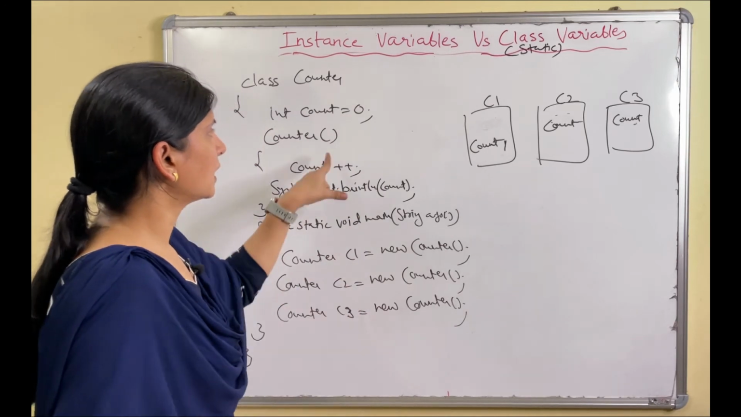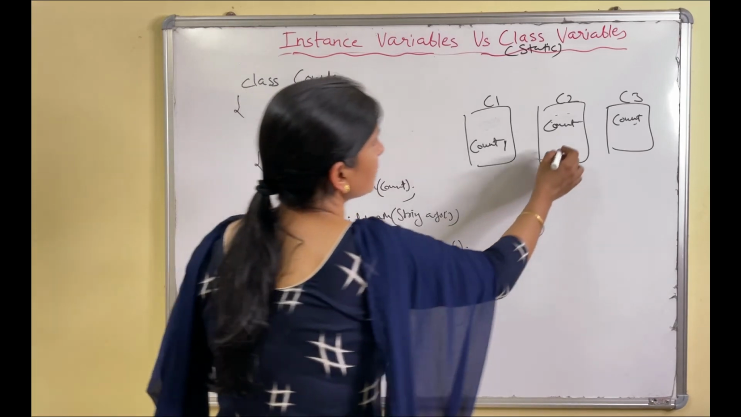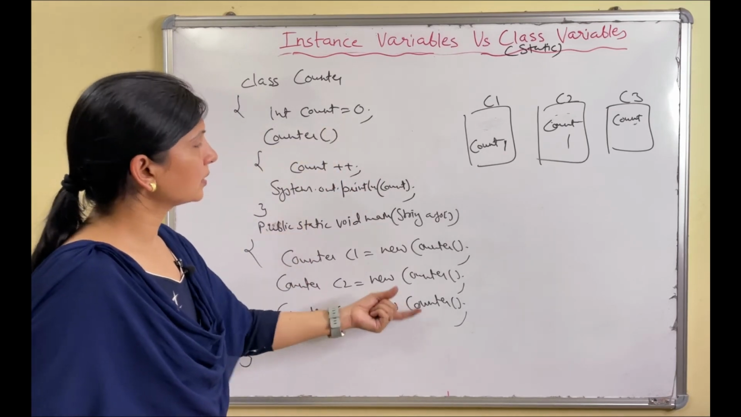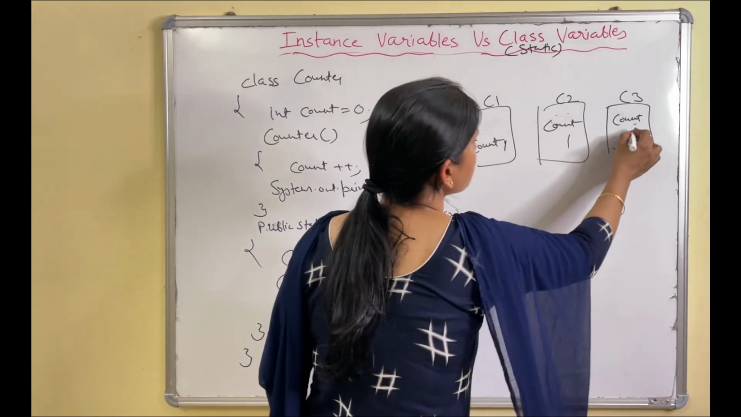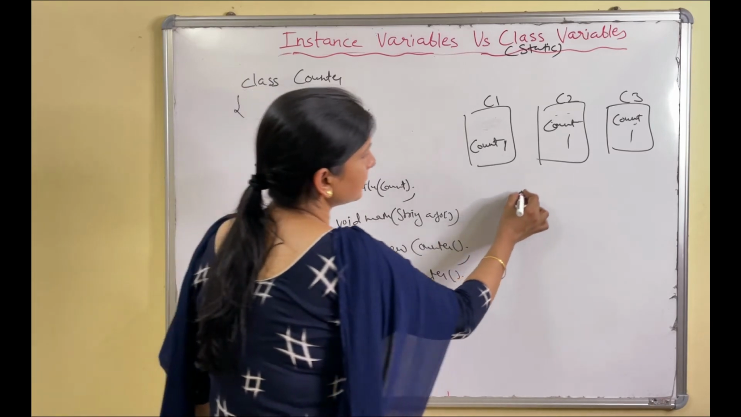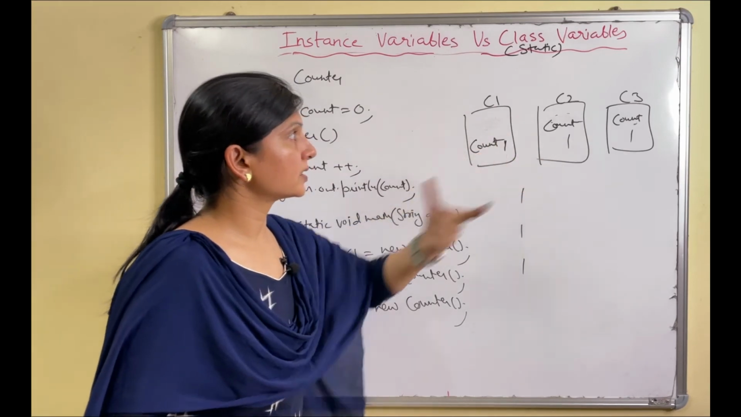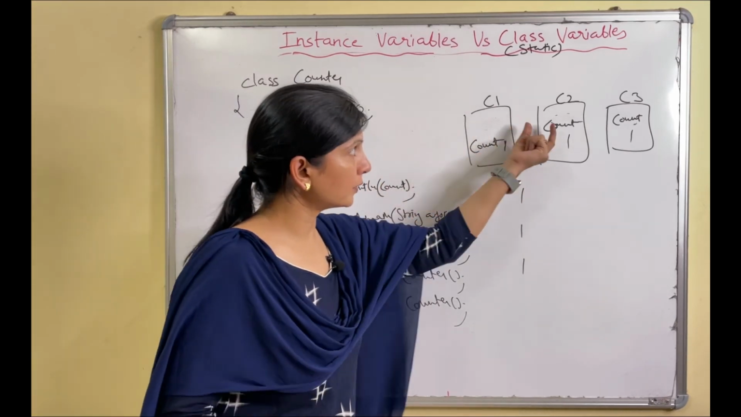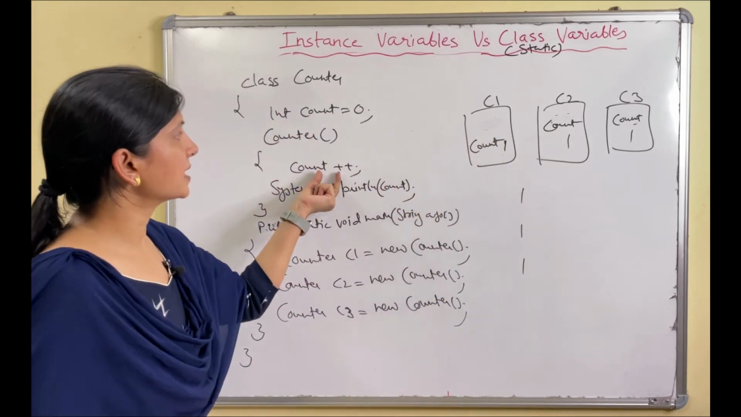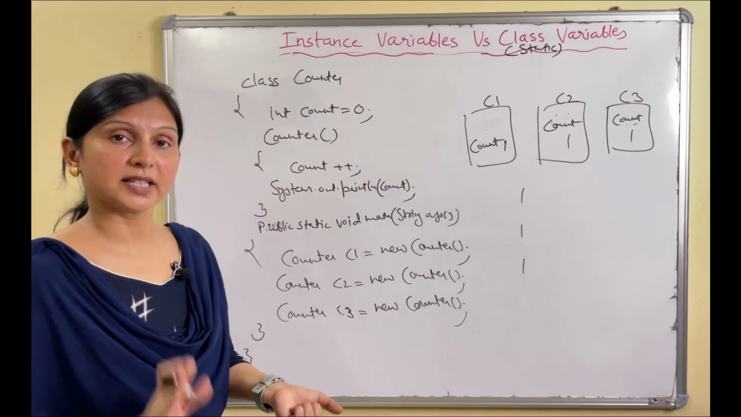Same way C2, again the count is 0 initially, but given the increment 1, so count is 1 in that. C3, again the same thing, initially count is 0, now we have given the increment by 1, so count is 1. And the output will be, as we have already displayed the count, 1, 1, 1. So C1, C2, C3 are 3 objects having their own copy of the instance variable, that is count, and the value will be 1, 1, 1 because we have given simply the increment by 1. So this was the case of instance variable.